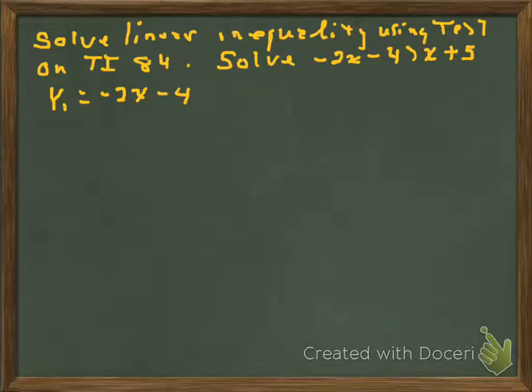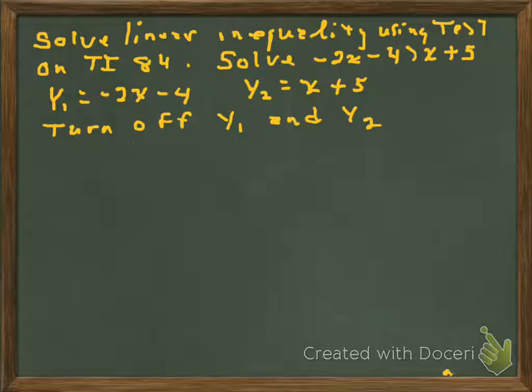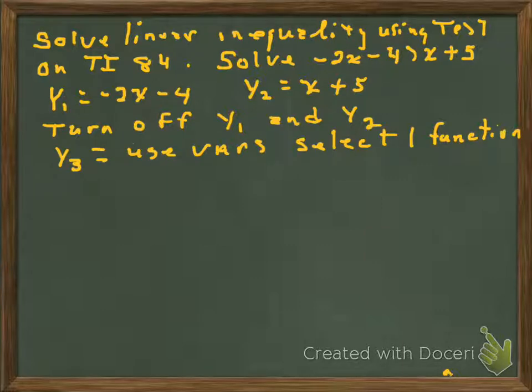the left-hand side of the inequality, the negative 2x minus 4. We let y2 be equal to x plus 5, or the right side of the inequality. We then turn both of these off, meaning that they are not going to be active. We go to y3 and we use the VARS button and we select y-vars and then we select function.